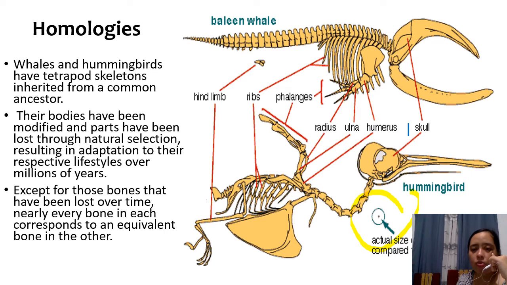We have the humerus in here. We have the radio-ulna. No, sorry, kanina. Radio-ulna. We have the phalanges. We have the carpals. Pareho pa rin ang pinaka-body structure. So, anatomy-wise, almost the same.